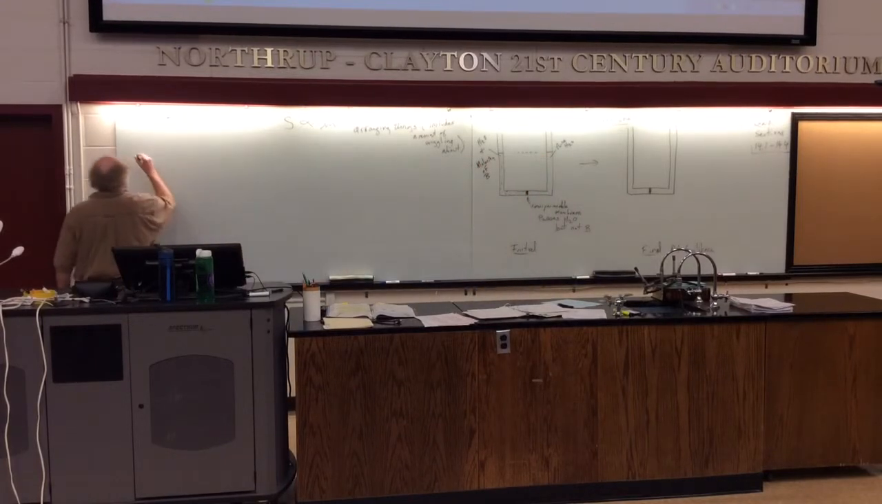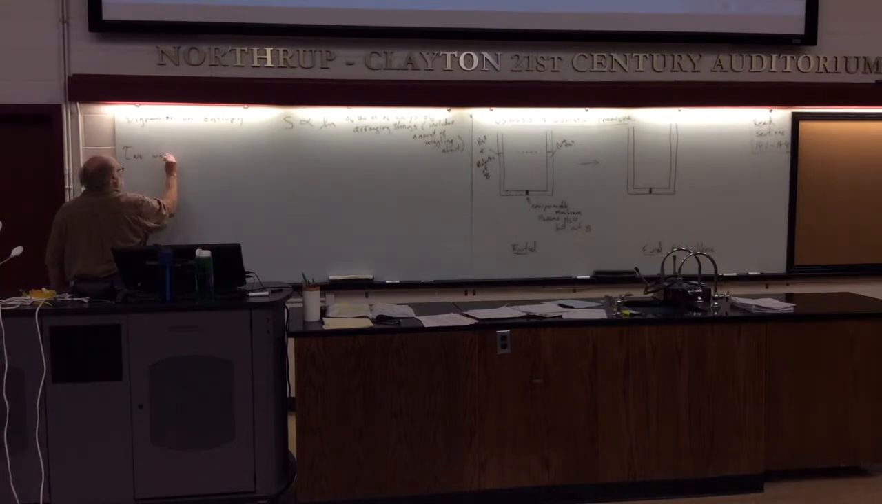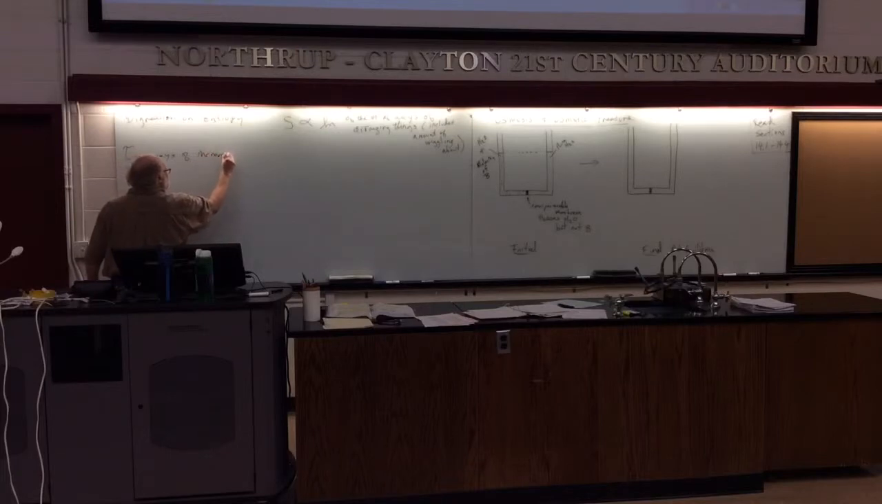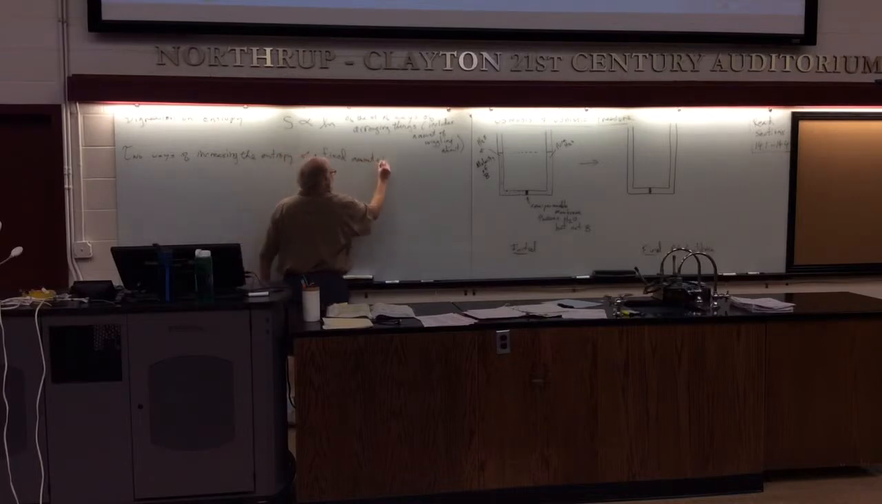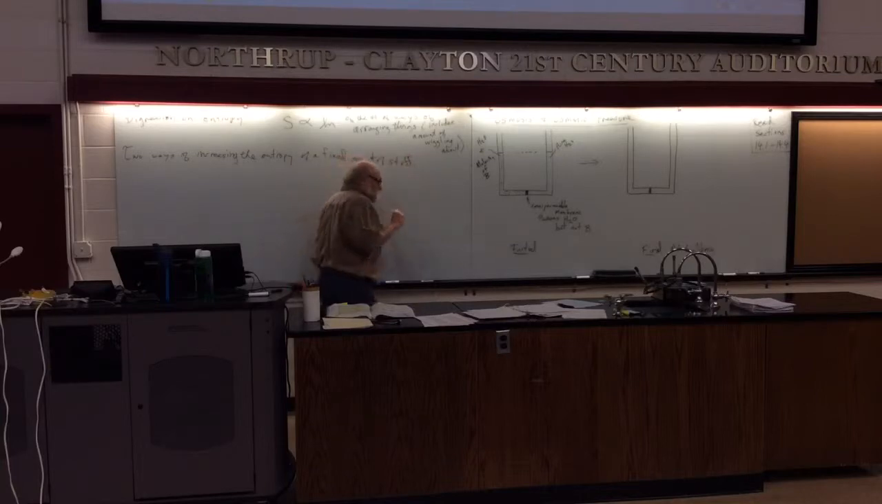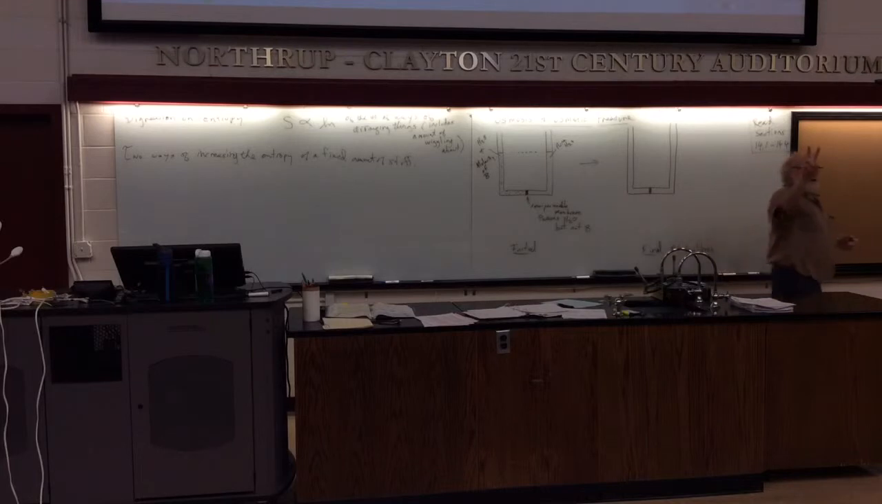Let's see. Turns out, if you think about it, there's really just two ways of increasing the entropy of a fixed amount of stuff. So we got to fix the amount of stuff because you can't go taking any away or putting any in. Now, chemical reactions occur when you can change the amount of stuff, and then you have this teeter-totter of something brings entropy in and something takes entropy out, and there's this balance. But let me just write for a fixed amount of stuff, there's two ways of increasing the entropy.